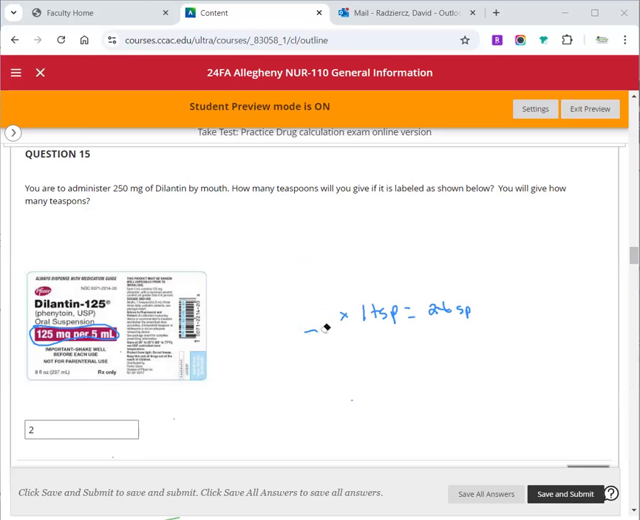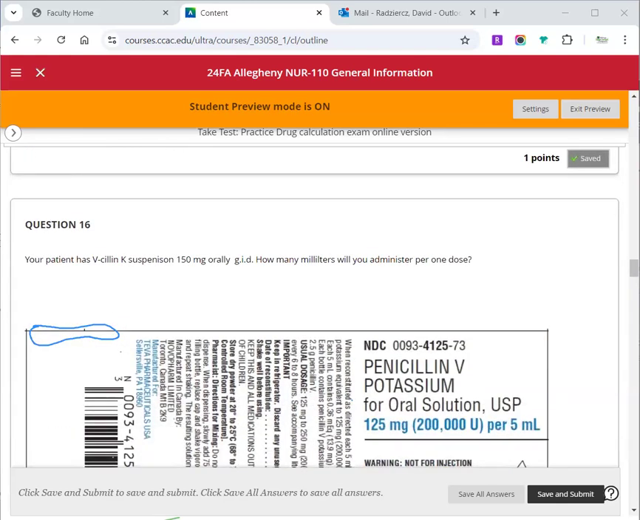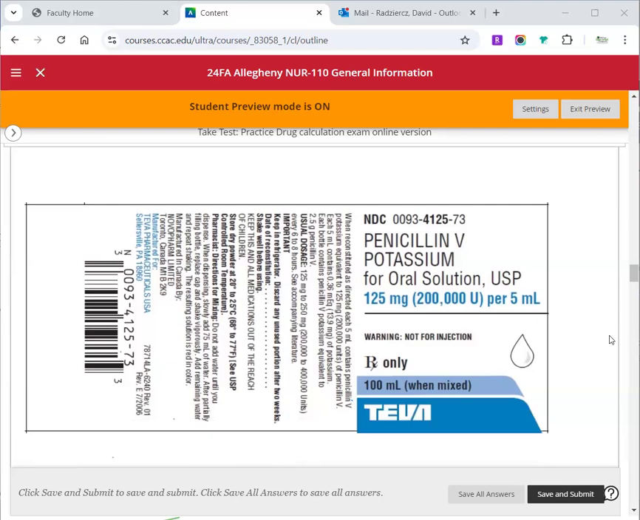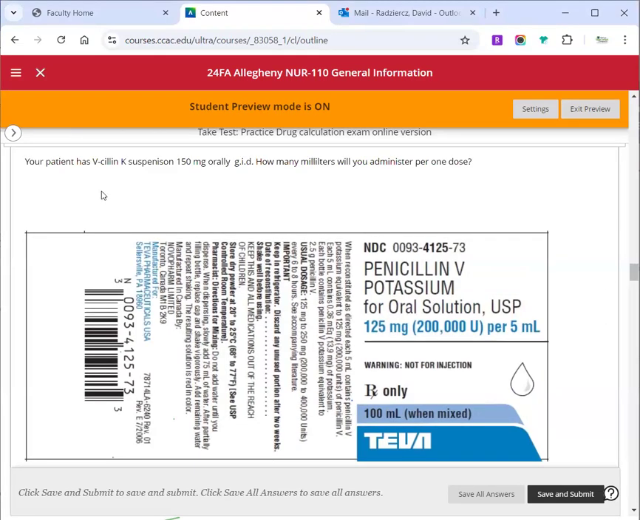All right. A few more questions left here. All right. V-K suspension, 150 milligrams by mouth. I think that's supposed to be QID, because I don't think there is a QID typo. How many ml will you administer per 1 dose? Now, this is one that students get hung up on for a variety of reasons. So let me go back up so I can see the order.